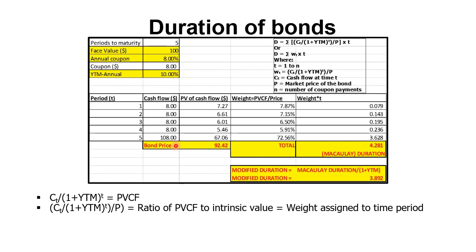Using the discounted cash flow model, we can calculate the price of a bond by discounting the coupons and the maturity amount with the YTM to calculate the present values of the cash flows and totaling the present values. As we can see, the discounted amounts are $7.27, $6.61, $6.01, $5.46, and $67.06. When we total all these present values, the bond price comes to $92.42.